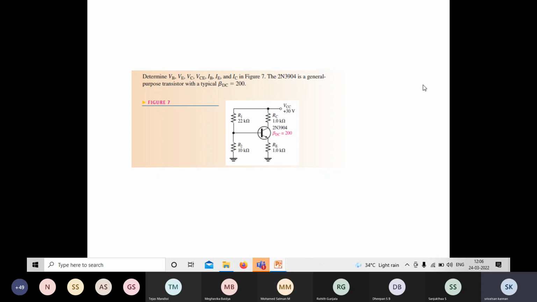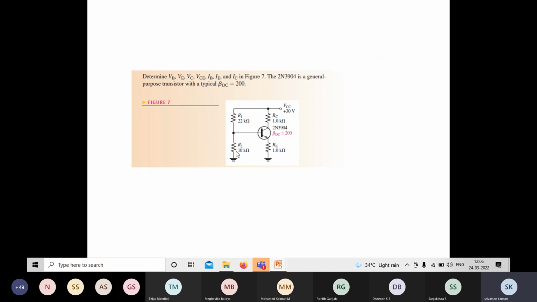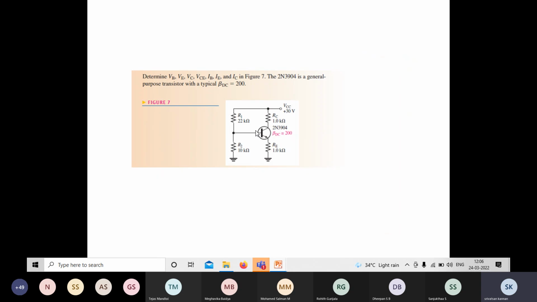We can find the values directly by using the Kirchhoff voltage law and current law, and you'll get these values. VB is the voltage across R2, which is R2 divided by R1 plus R2 times VCC, the voltage divider rule. So you will get 9.38, and VE is the emitter voltage, which is equal to VB minus 0.7.